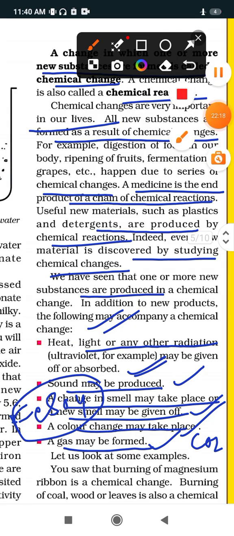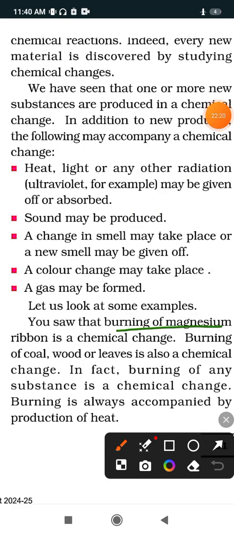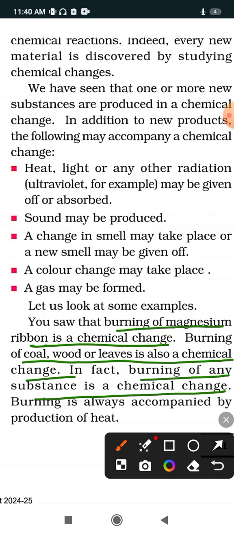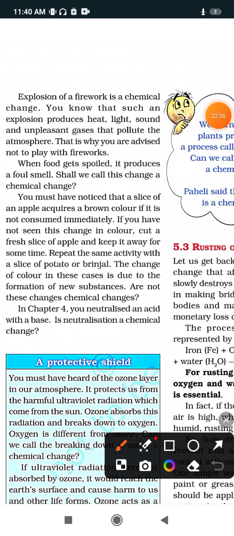हमने ऑब्जर्व किया था कि बर्निंग ऑफ मैग्नीशियम रिबन इज अ केमिकल चेंज, बर्निंग ऑफ कोल इज ऑल्सो अ केमिकल चेंज, बर्निंग ऑफ एनी सब्सटेंस इज अ केमिकल चेंज. कुकिंग ऑफ फूड इज अ केमिकल चेंज. Now see, explosion of firework is a chemical change because sound produce हो रहा है. तो कोई भी सब्सटेंस से हीट, लाइट, साउंड और अनप्लीजेंट गैस प्रोड्यूस होगा. सो ऑल दिस आर द केमिकल चेंज.